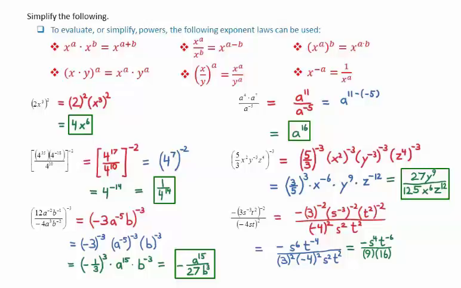And t to the negative 4 divided by t squared, negative 4 minus 2 gives negative 6. That gives t to the negative 6. We then multiply the 9 times 16, giving 144. And we can also remove the negative exponent from the t and move t to the positive 6 on the denominator. This gives our final result, negative s to the 4 over 144 t to the 6.